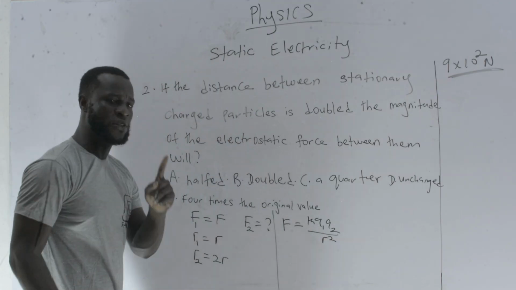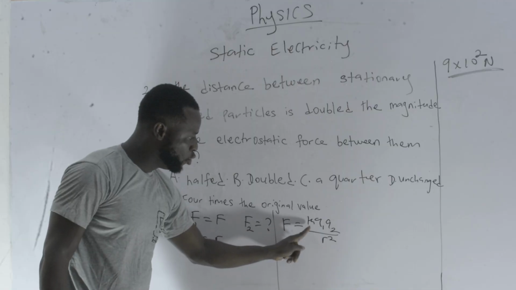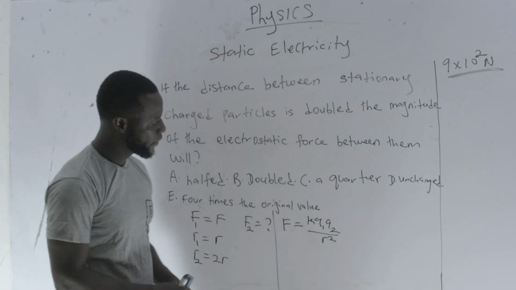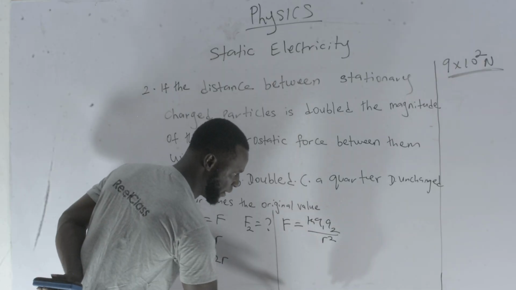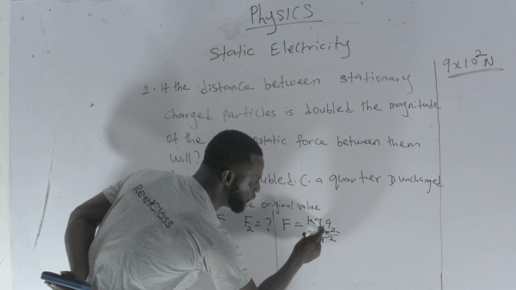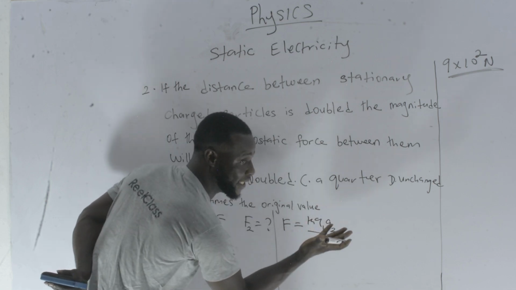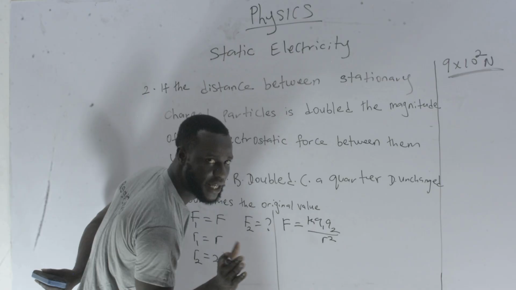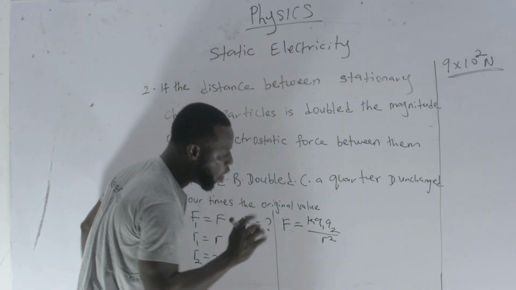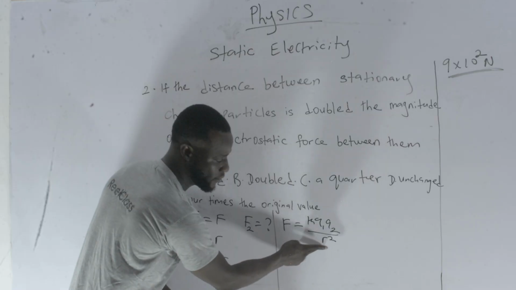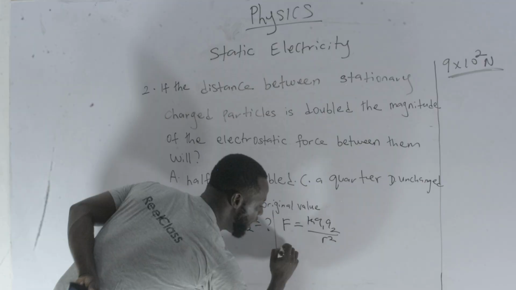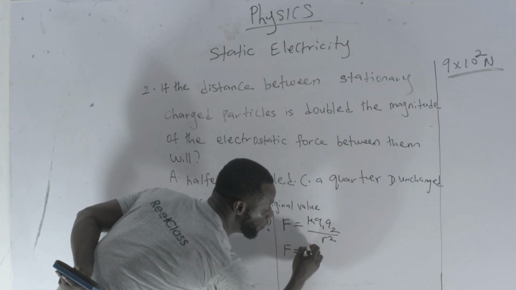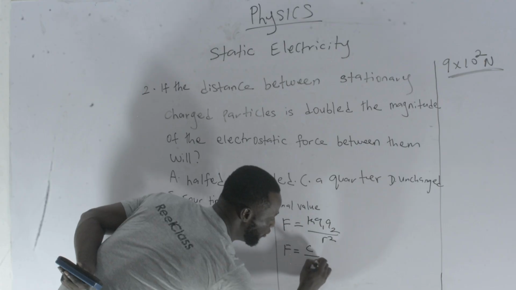Now the question is more concerned about the force and distance, not the charges. So I can break everything down to saying that whole stuff here, KQ1, KQ2 is a constant. Why would I call it a constant here? Because they didn't change the charges. All they did was to change the distance. So I can treat everything as one huge constant. If I do that, I will have F to be equal to, let's call it constant C over R squared.